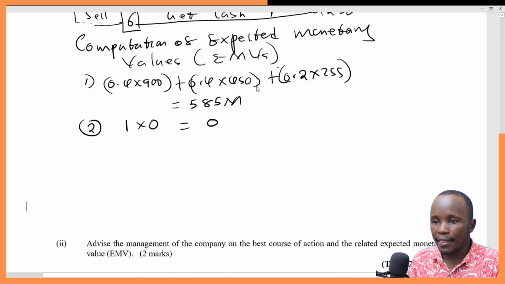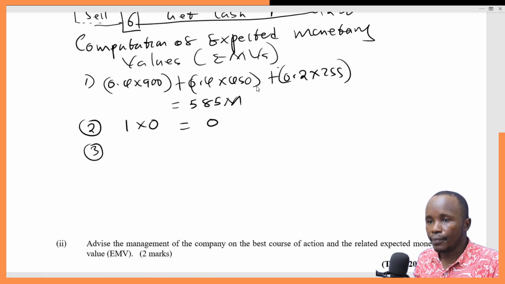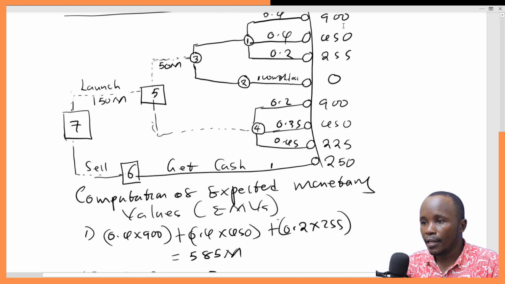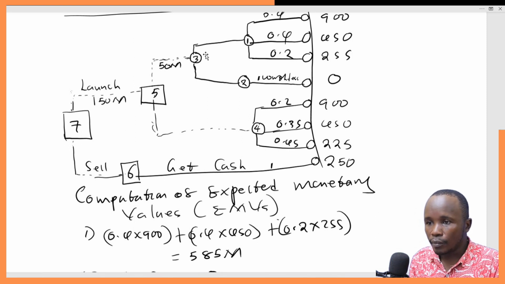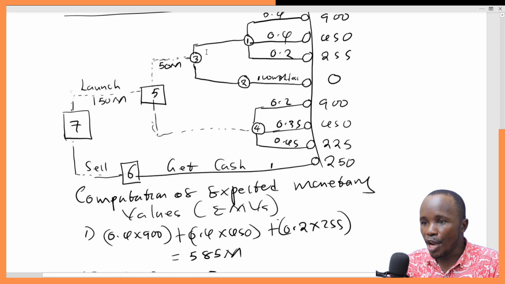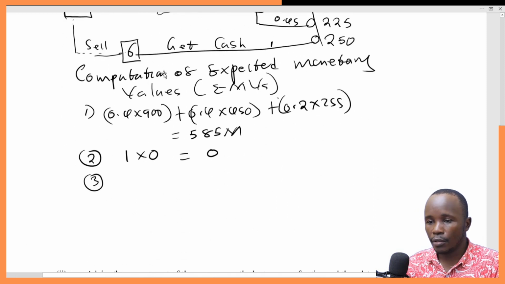I go to number 3. Number 3. Where is number 3? Number 3 is worthless, failing, and this side. So what do you get there? Number 3, when you launch the product, when you test the market, you will spend 50 million. Meaning, the money realized here, I have to subtract 50 million so that I can get the expected monetary value.